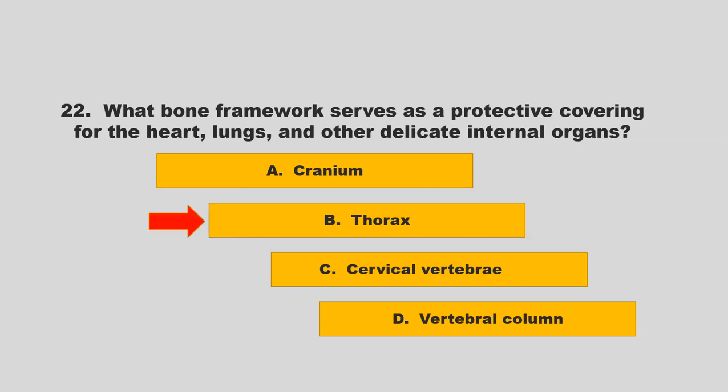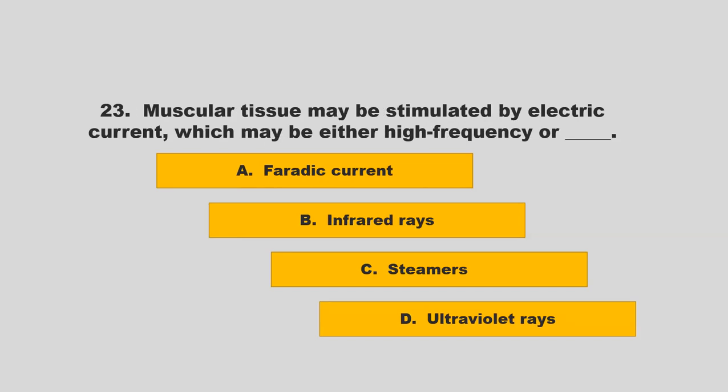If you chose B, thorax, you are correct. Muscular tissue may be stimulated by electric current, which may be either high frequency or faradic current, infrared rays, steamers, ultraviolet rays. If you chose A, faradic current, you are correct.